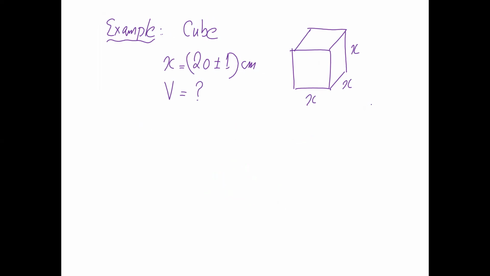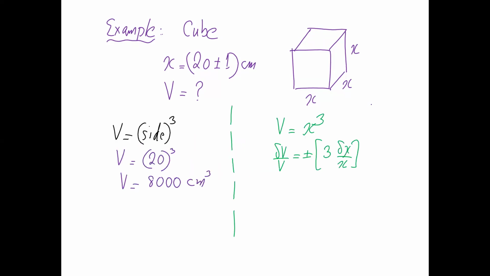Sir, will the uncertainty be 0.2? Uncertainty will be, first you find the volume. 8,000. I'm getting 1200. So even for power, we have to bring the denominator. The power comes forward, right? Okay. Yes, I understood.